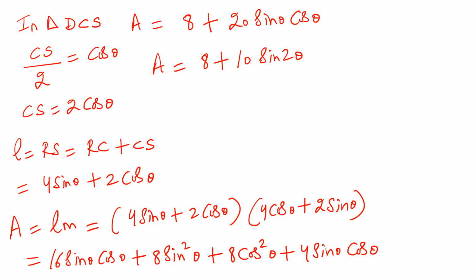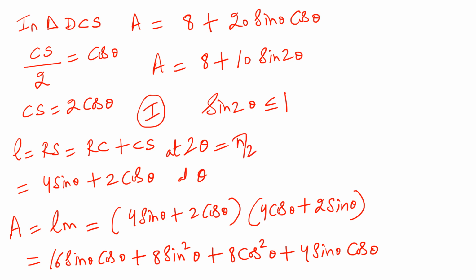Now students, at this stage, to find the maximum value of area, you can use two ways. One way is the method of trigonometry, and the second way is the method of application of derivatives. So if I use the method of trigonometry, then we know that the maximum value of sin 2 theta is 1, and this is attained at 2 theta equal to pi by 2.